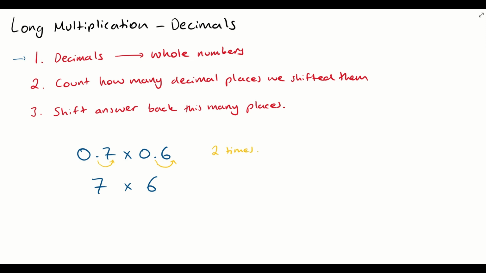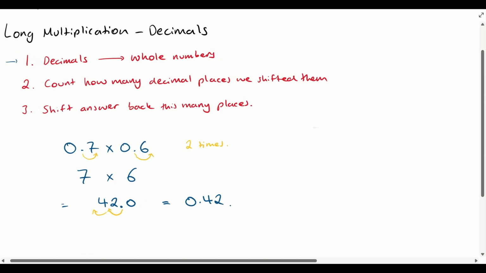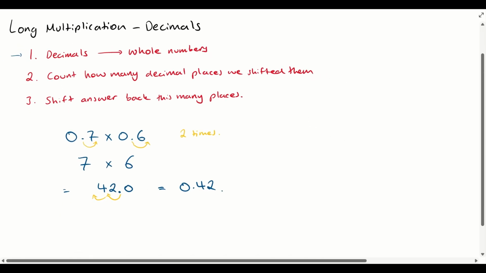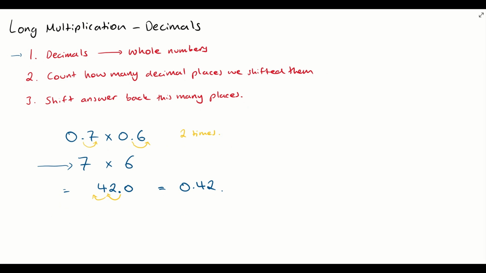Well, 7 times 6, that's a times table, we can do that. That's equal to 42, 42.0. And then our decimal place needs to go back, this is step 3, we need to shift our answer back this many decimal places. So we shifted decimal places a total number of 2 times. We're now going to shift it back 1, 2 times. And our final answer gives us 0.42. So let's have a look at another example, but this time it's not going to be as nice as just doing a times table. We're going to have to introduce some of our long multiplication.